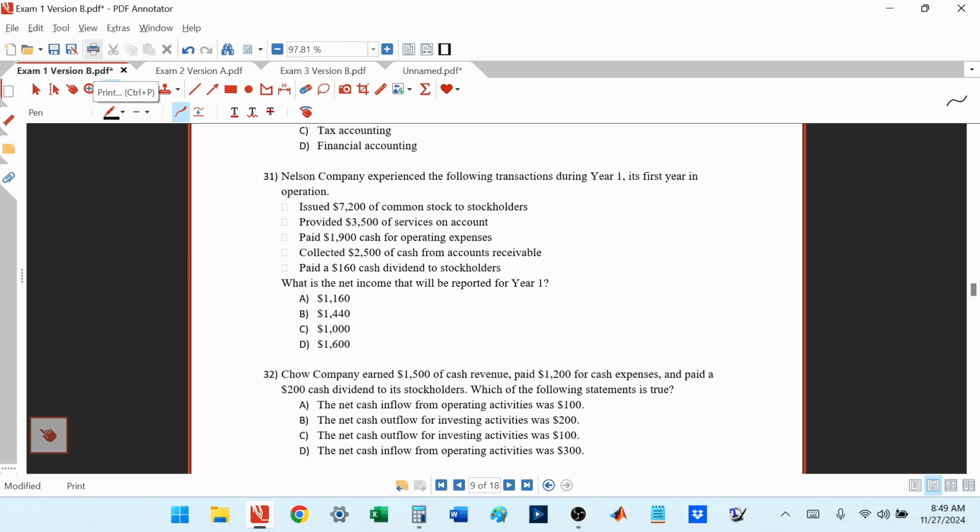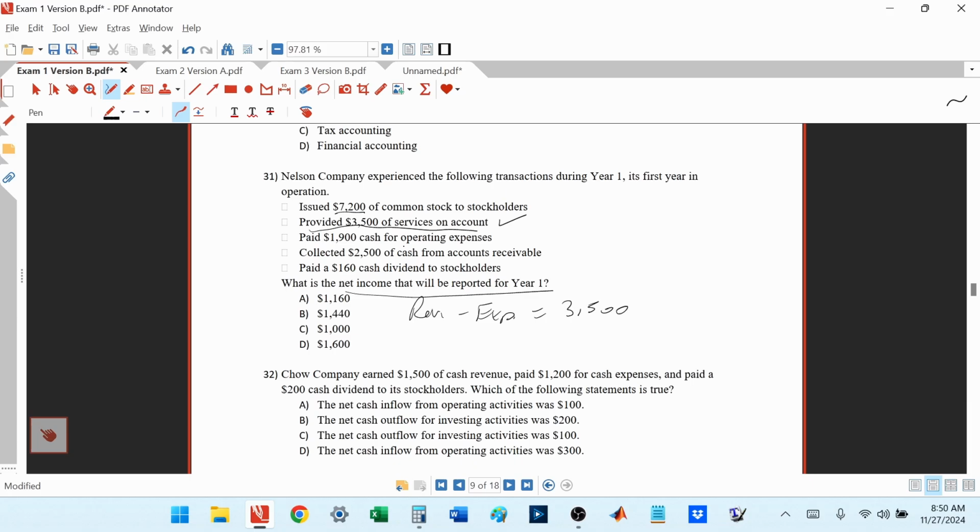Nelson Company experienced the following. What is the net income that will be reported for year 1? Net income is only about revenues minus expenses, so we just need to find the revenues. Is it a revenue when we get $7,200 from issuing shares to our shareholders? No, we can't have a revenue with our own shareholders. Provide 3,500 services on account. That's a revenue.